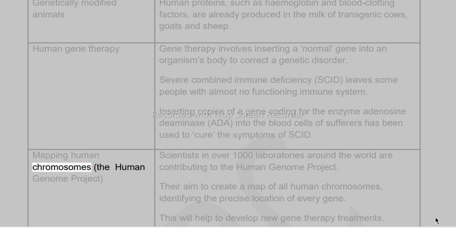Mapping human chromosomes, the Human Genome Project. Scientists in over 1,000 laboratories around the world are contributing to the Human Genome Project. They aim to create a map of all human chromosomes, identifying the precise location of every gene. This will help to develop new gene therapy treatments.